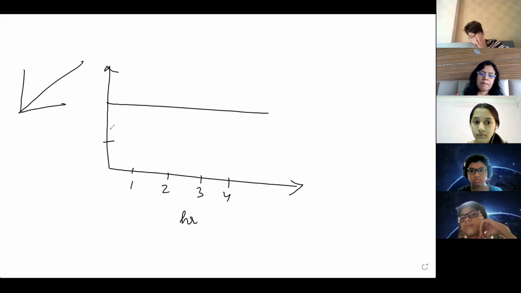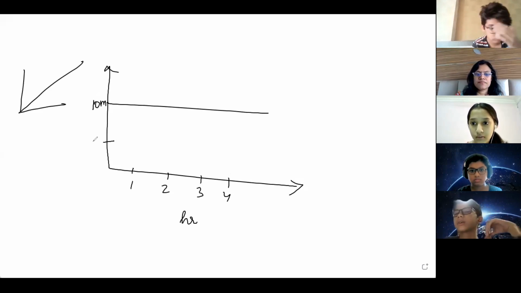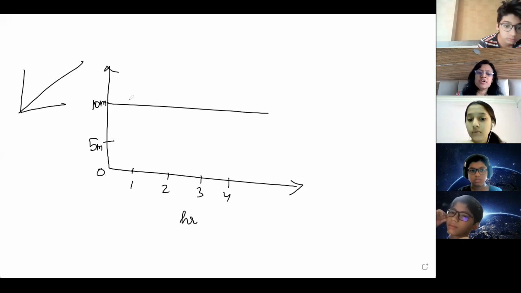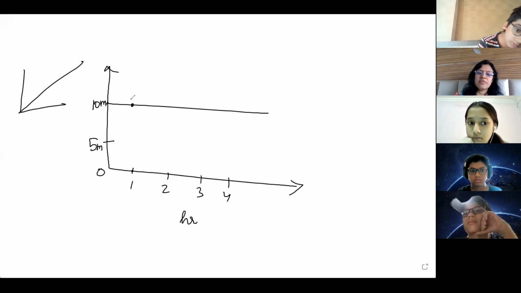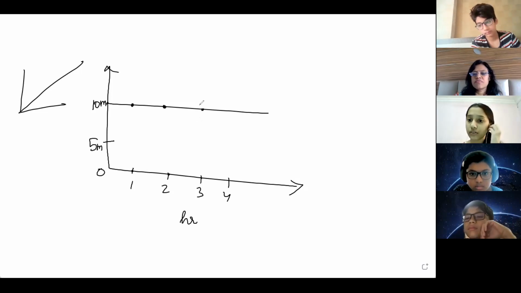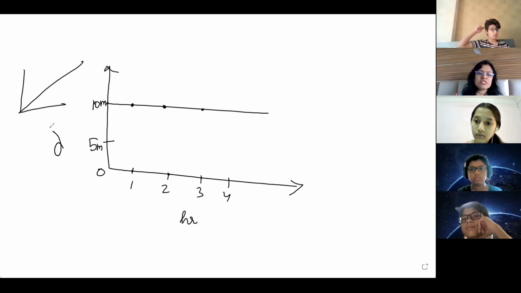Means that point is the highest distance or the final distance. See, when time is 1 hour, object is at 10 meter. When time is 2 hours, still object is at 10 meter. When time is 3 hours, the object is not moving, correct. So horizontal straight line means this is distance over here.